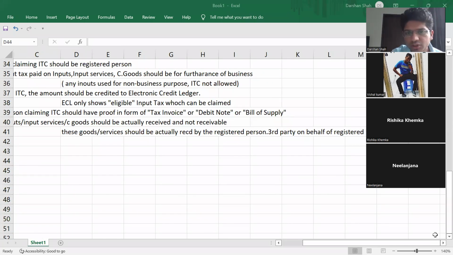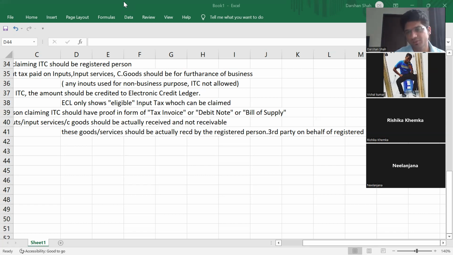Okay, there is a doubt. Sir, to claim input tax, is it not necessary that the payment with GST should have been made? That's the next condition. The actual payment of GST also has to be made. So payment also has to be made and delivery of the goods also has to be received. I'll come to that condition.